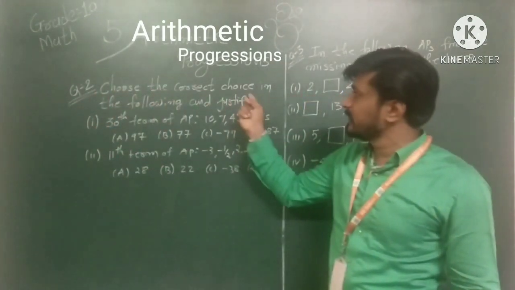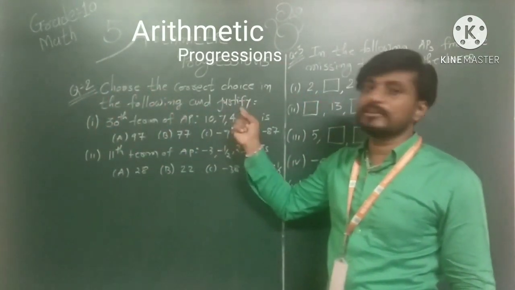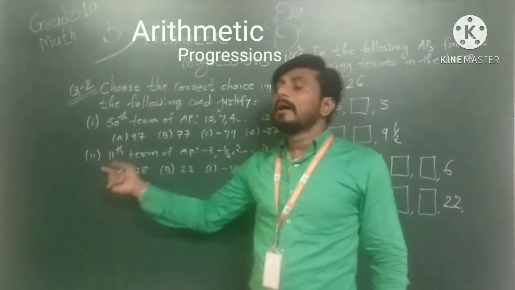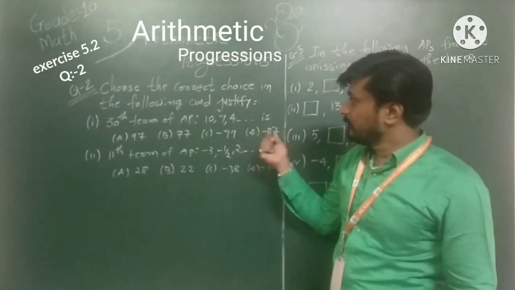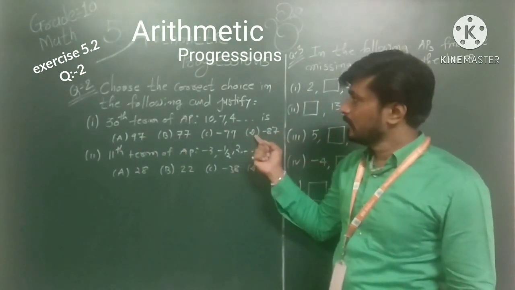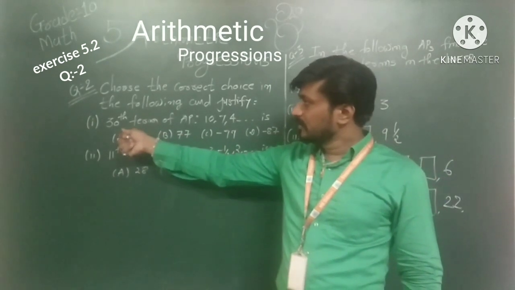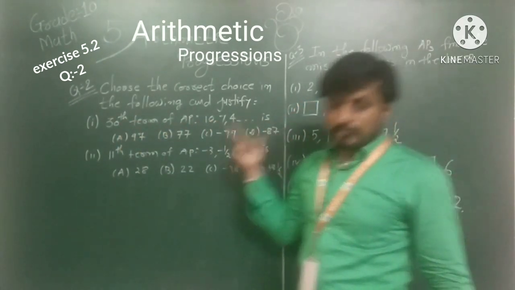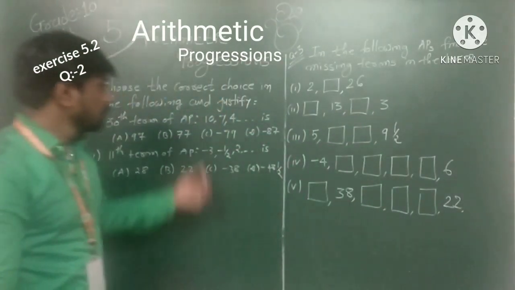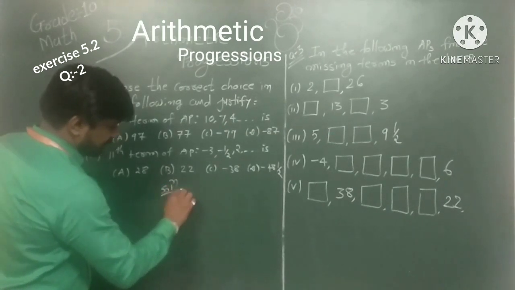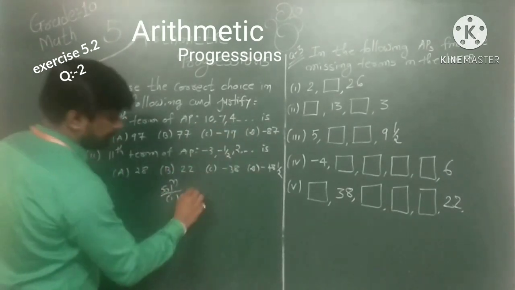Choose the correct choice in the following and justify. Here we have two MCQ type questions, and we have to pick the correct one: A, B, C, D. Now look, what is the first one? We want to find the 30th term of the AP. So here, first our AP is given.